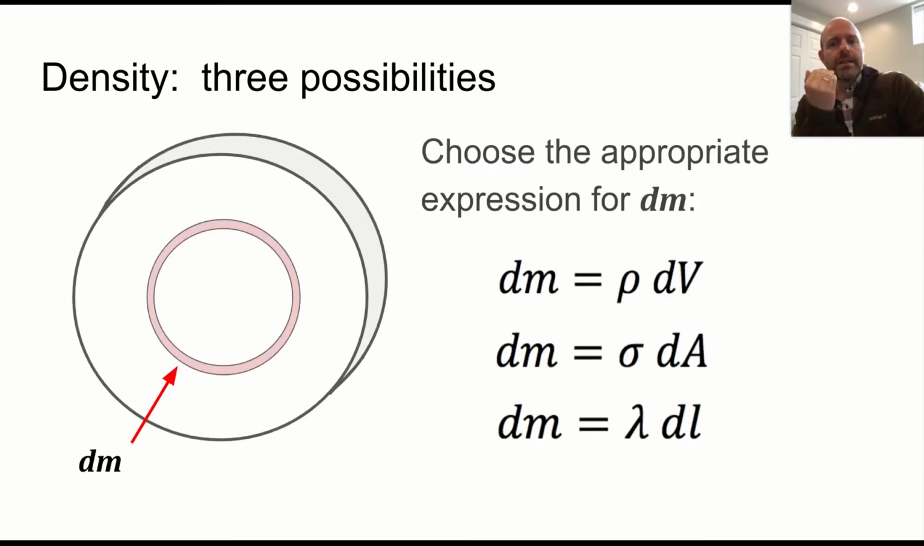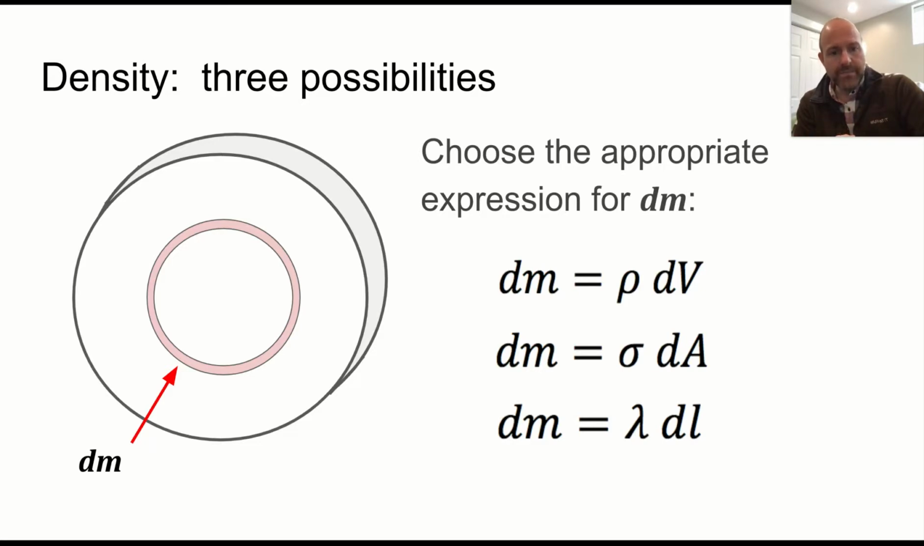So let's look at the possibilities, right? The dm is just a little bit, and in this case, it's a disk. So I'm going to use a little shaving, around, basically circular, for this one. Well, is the dm a line? Is it a volume?